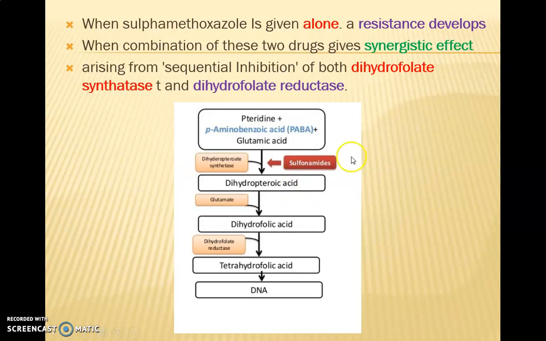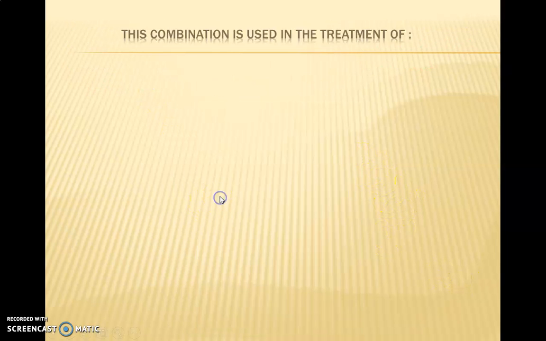So there is an inhibition of both the enzymes dihydrofolate synthetase and dihydrofolate reductase. These enzymes will be inhibited by both these drugs. Sequential inhibition of both these enzymes inhibits the formation of tetrahydrofolic acid, ultimately inhibiting the replication of the DNA. Hence the cell dies, or the growth of the bacterial cell is inhibited by this combination. That's why these 2 drugs are given in combination.